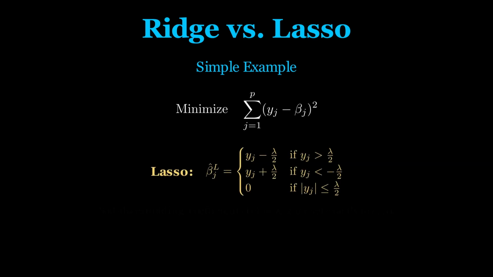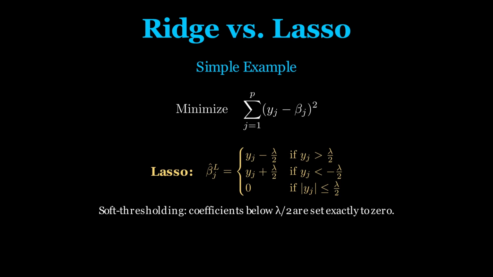For the lasso, the result is soft thresholding. Each coefficient is reduced by a constant amount, lambda over 2. If a coefficient's absolute value is less than or equal to lambda over 2, it is set to exactly 0. This is why the lasso performs feature selection.